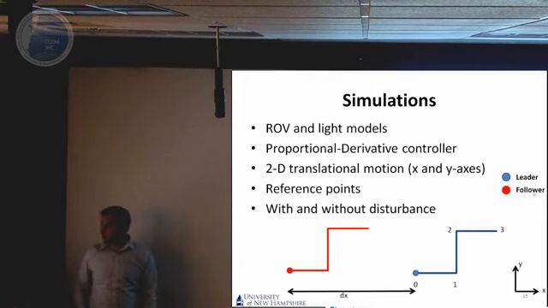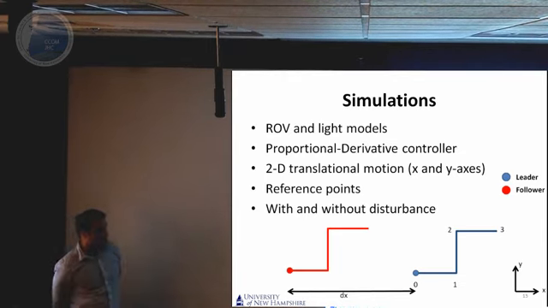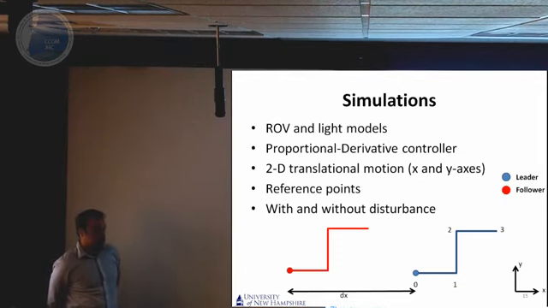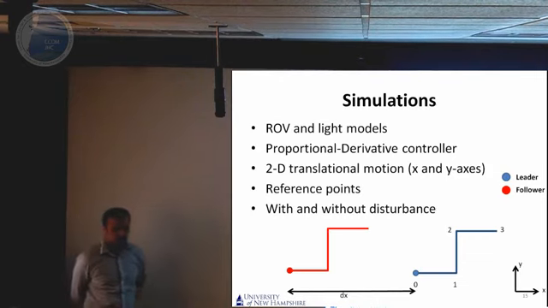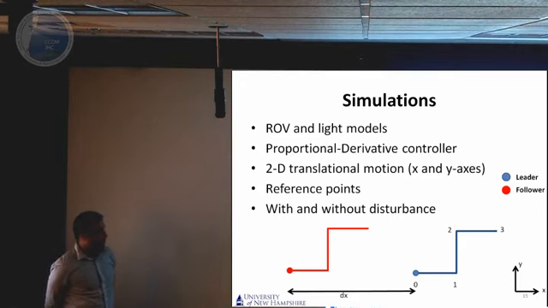For simulations, we had to incorporate the ROV dynamics. ROVs are nonlinear systems with 6 degrees of freedom, but here we only care about 2 degrees of freedom. Another part of the simulation is not just modeling the ROV itself, but also the light model. For the light model, we approximated the light as a first-order Gaussian function. And we use a proportional and derivative controller, a PD controller, in the simulations.